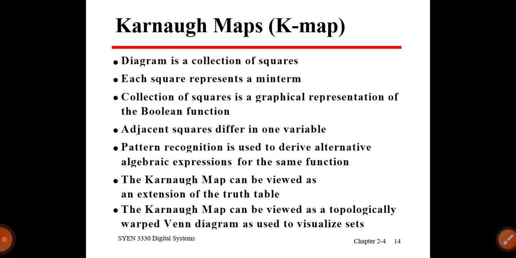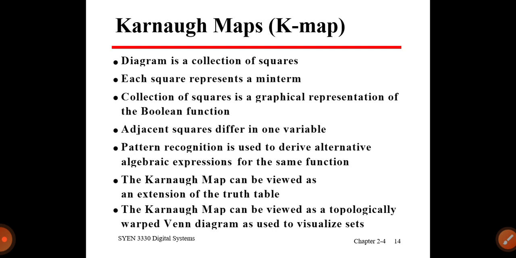The diagram is a collection of squares. Each square represents a minterm. Minterms means the collection is a sum of minterms, which we can call a sum of products. The collection of squares is a graphical representation of the Boolean function. Adjacent squares differ in one variable.